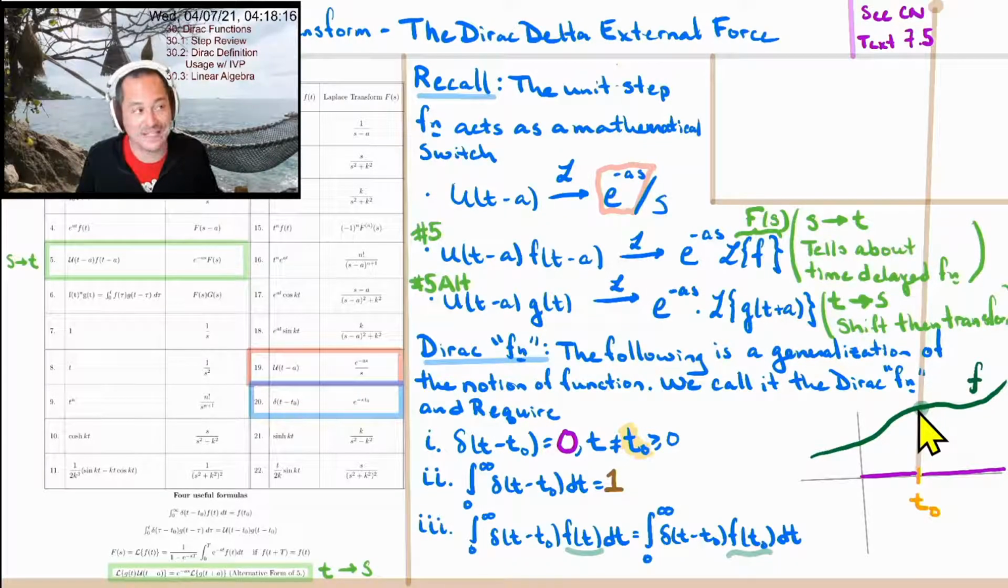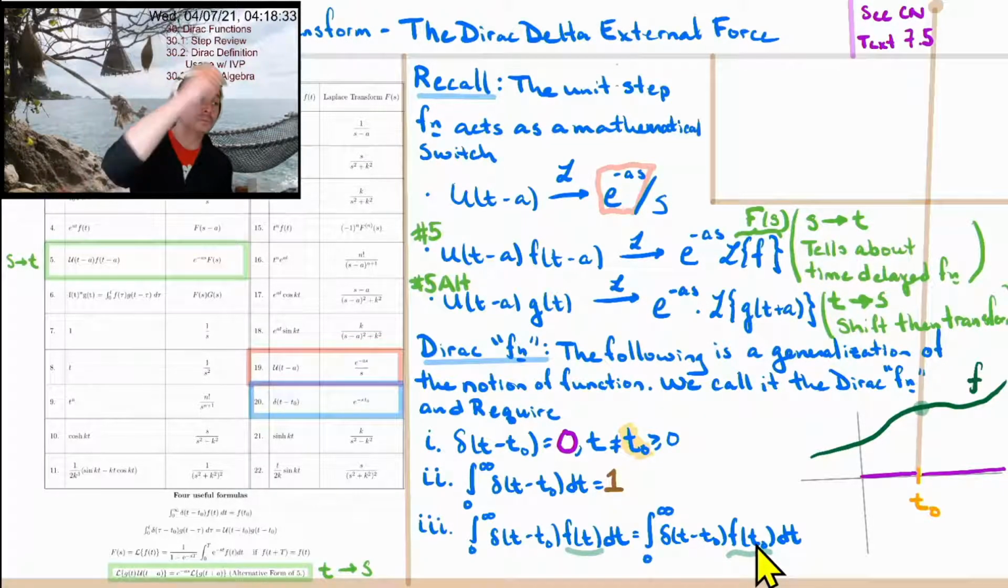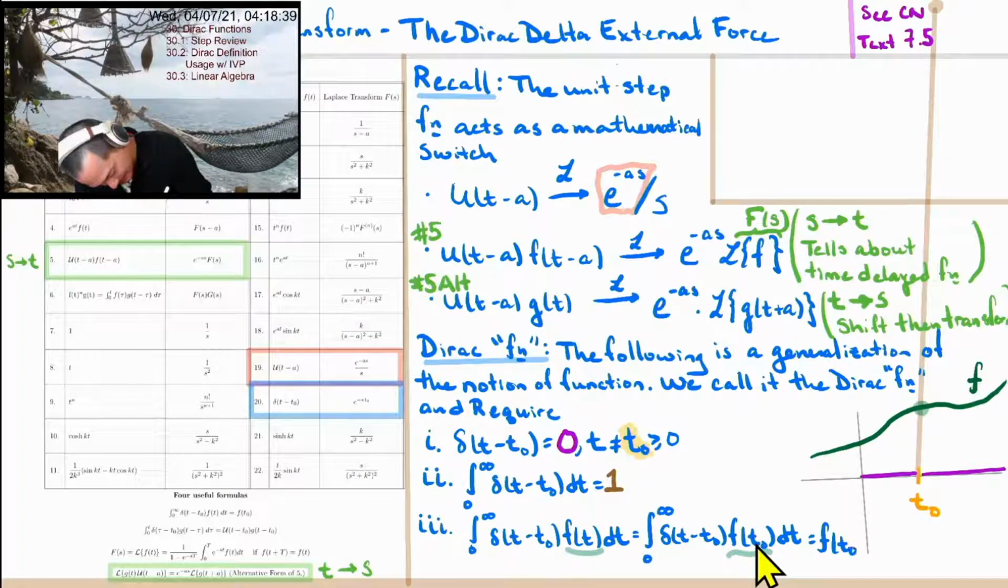That is f of t naught, the height when t is t naught. But now here's the game, and here's the absurdity of it. Since t naught's some number, say the number 2, f of 2 doesn't depend on t anymore, so you could pull it out of the integral. And you'd have f of t naught times the integral from 0 to infinity of delta t minus t naught dt.